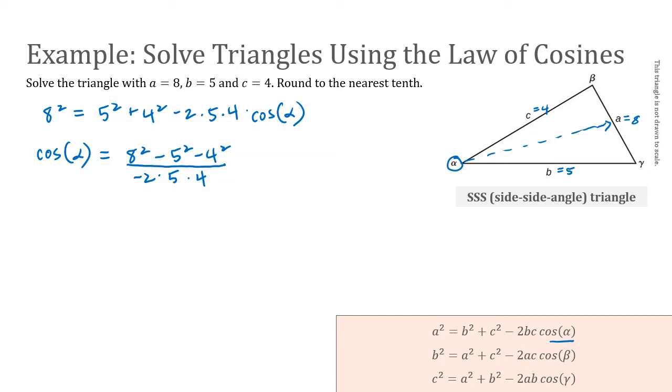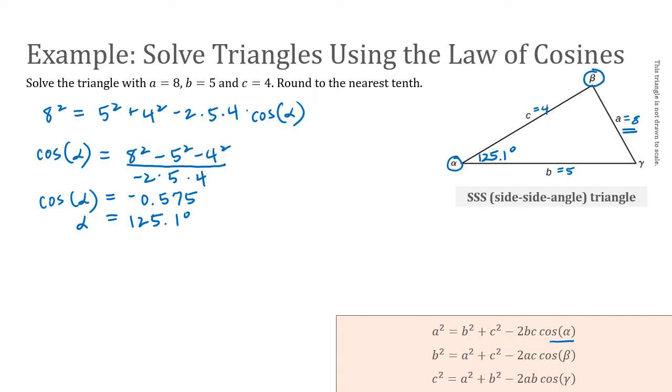And when I did that, I got the cosine of alpha was approximately negative 0.575, and taking the inverse of each side, I got around 125.1 degrees. And it makes sense to me that that's a fairly large angle only because this side of 8 was the largest side. So I would expect that the largest side is across from the largest angle. Okay, let's go to beta now.